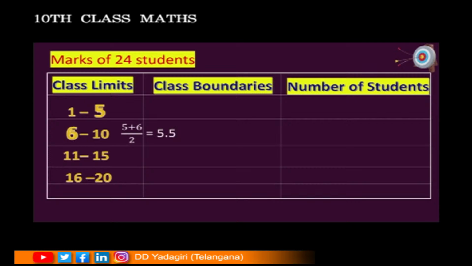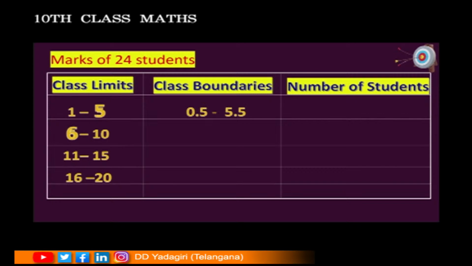So the average of these two, 5 plus 6 by 2, is 5.5. Now before 1 you have no marks. So you take the lower boundary as 1, and before that you don't have any mark, so you call it 0. So 0 plus 1 by 2 is 0.5. So the first class boundary is 0.5 to 5.5.